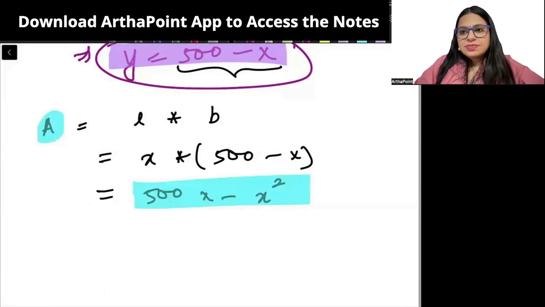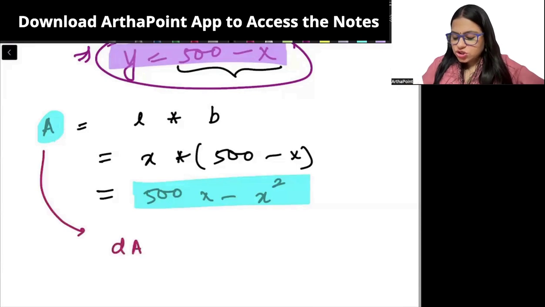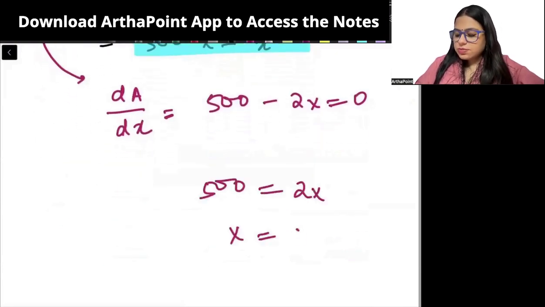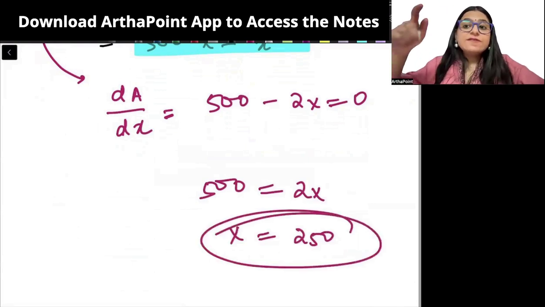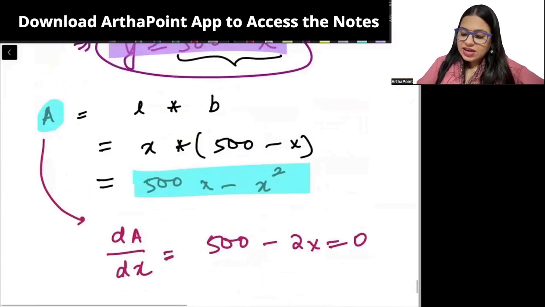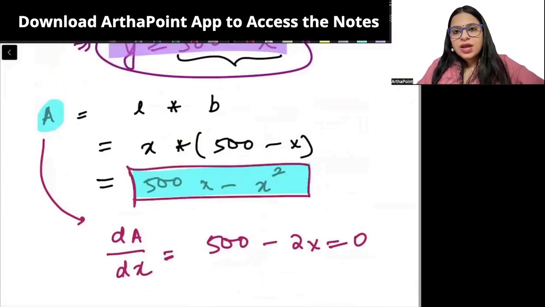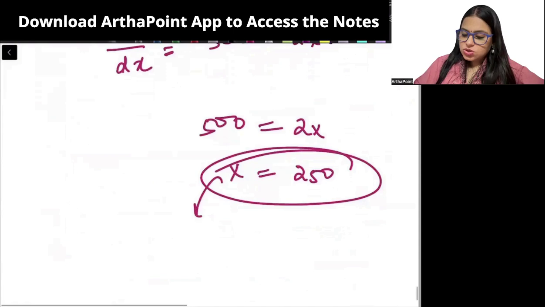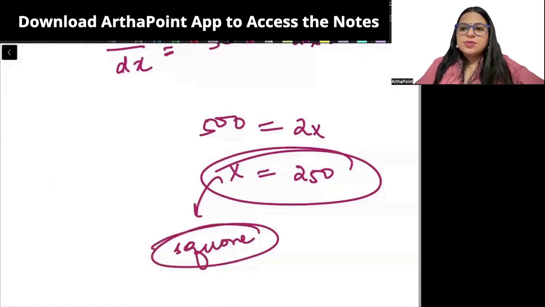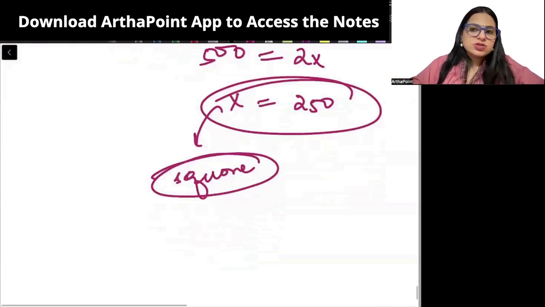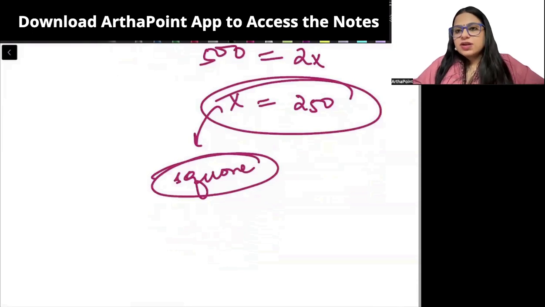How do you maximize anything? कैसे maximum करते हो? You differentiate it with respect to x, मिल जाएगा 500 minus 2x equal to 0. 500 is equal to 2x, x will be 250. तो जब x का value 250 होगा तो जो हम area cover कर रहे होंगे वो maximum होगा. But when x is 250 तो y will also be 250, माने it will come out to be a square. तो अगर ये rectangle की जगह एक square होता है, we will be covering the maximum area possible. हम इसमें maximum area cover कर पाएंगे.